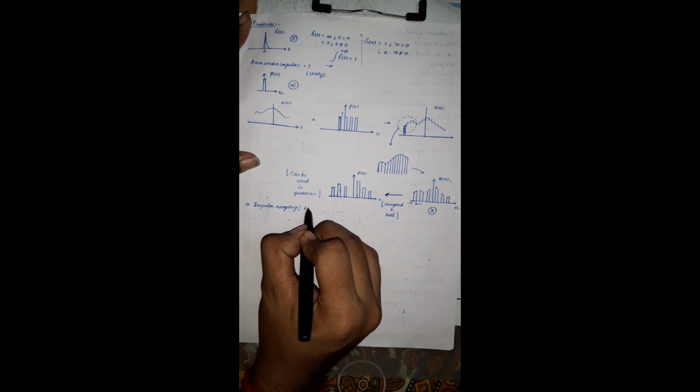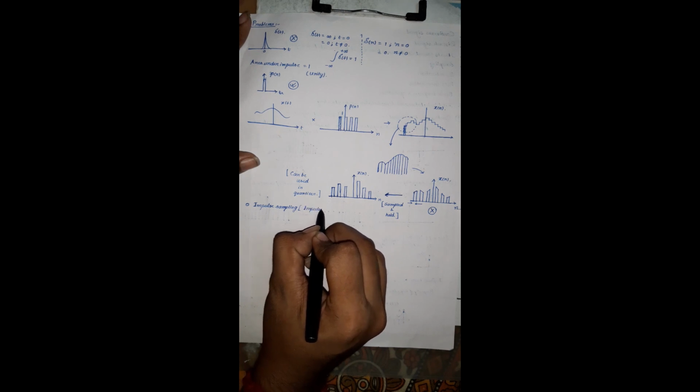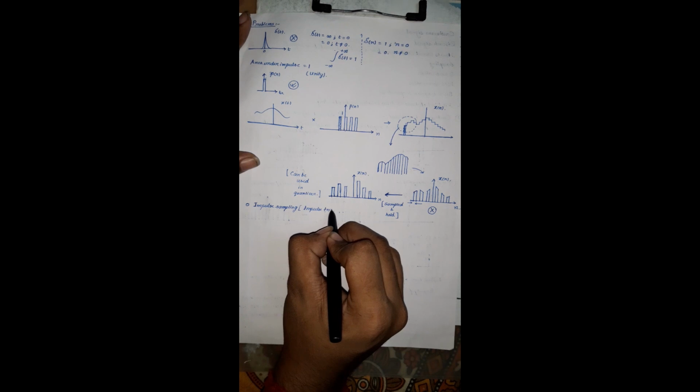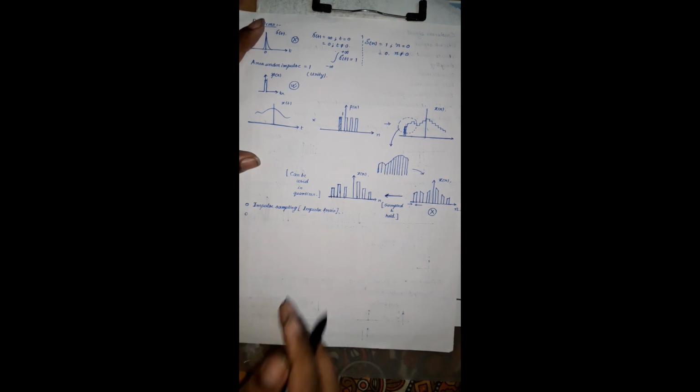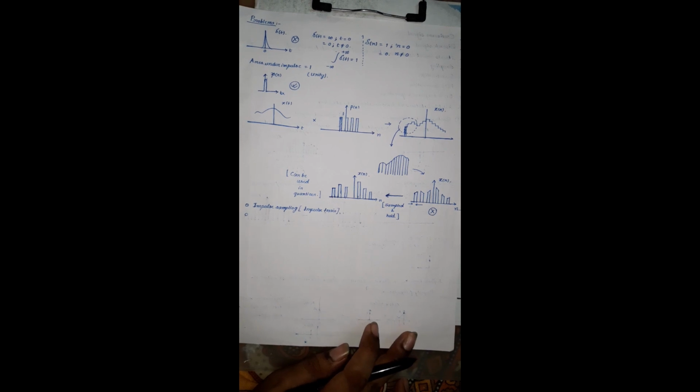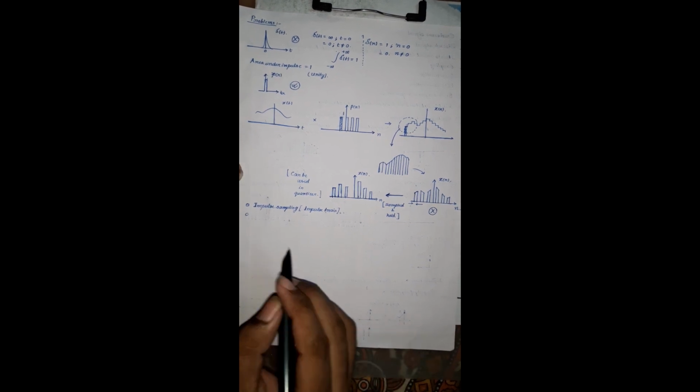Here an impulse train is used. This sampling is also called ideal sampling. Why? Because it has no real existence. This is not possible in the real world. This is possible only ideally, that I have shown here. Okay, this is the impulse sampling.